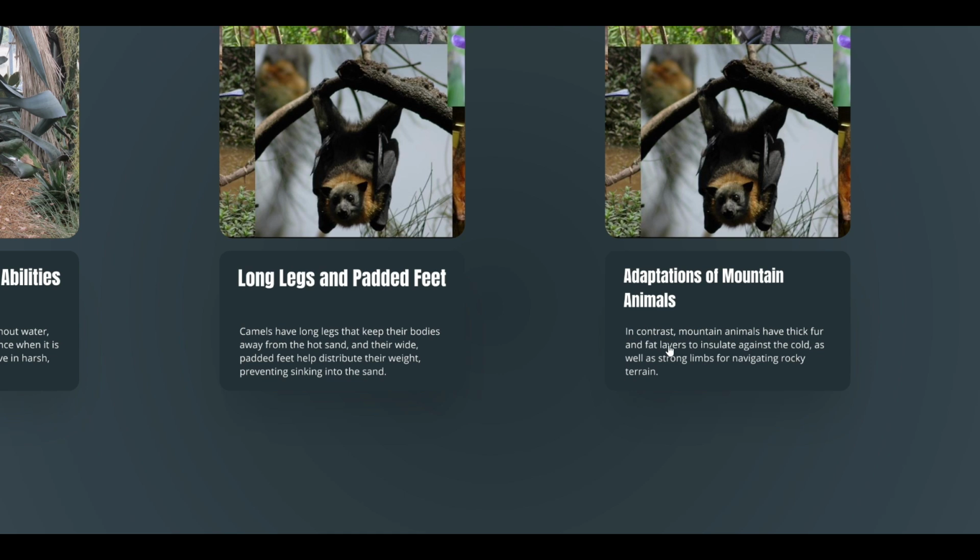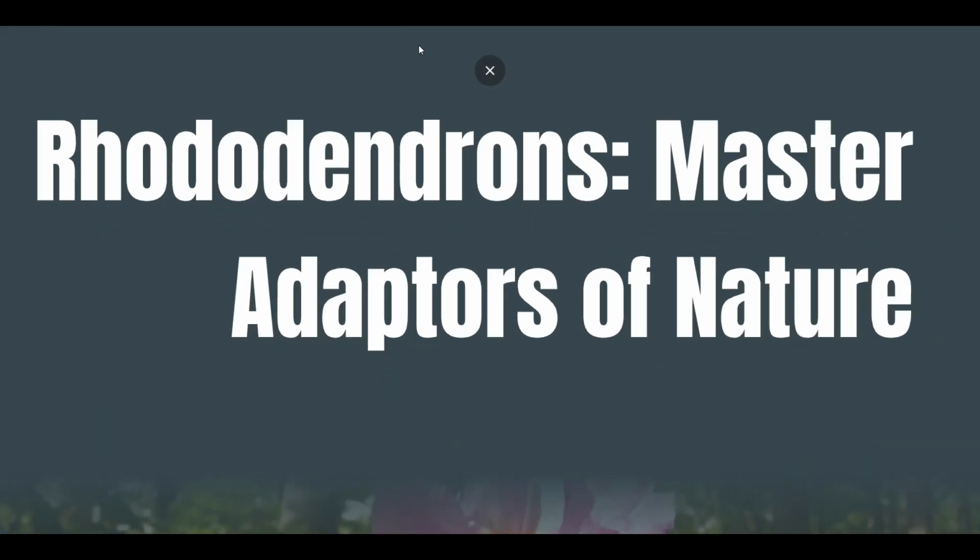Adaptation of mountain animals: in contrast, mountain animals have thick fur and fat layers to insulate against the cold, as well as strong limbs for navigating rocky terrains. It is already discussed.